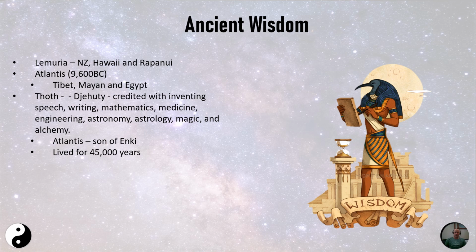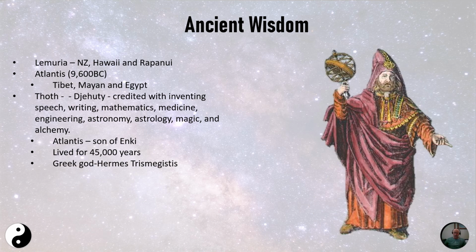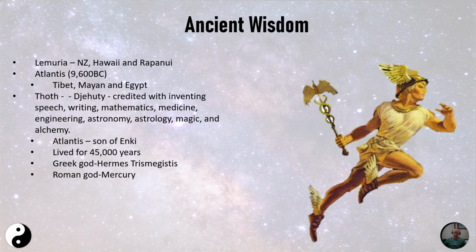So Hermes was the Greek god, Hermes Trismegistus, and he was also to the Romans the god Mercury. So that's why it was called Hermes Trismegistus, which is thrice majestic. In other words, three times majestic in the sense of the three representations of the same God.